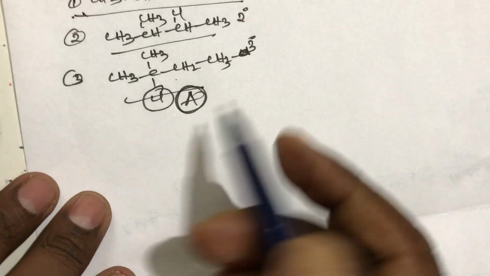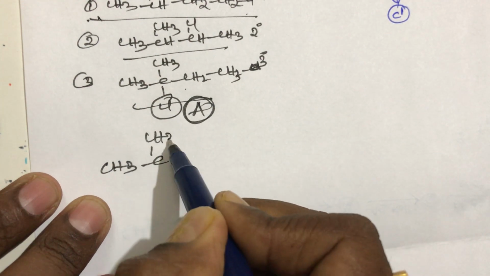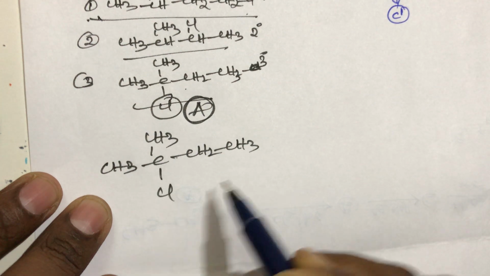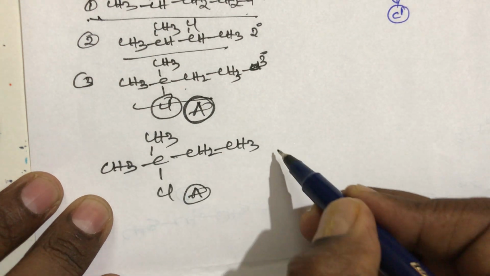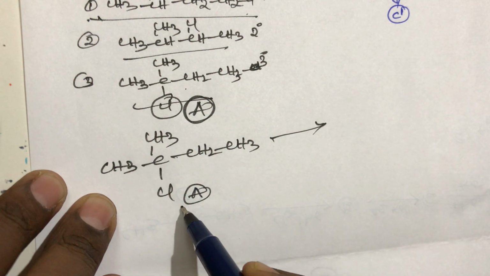I am writing the A compound once again: CH3, CH3, then CH2, then CH3, then Cl. This is the A compound, student. 2-methyl butane reacts with chlorine in the presence of sunlight to give A compound. This is the A compound.